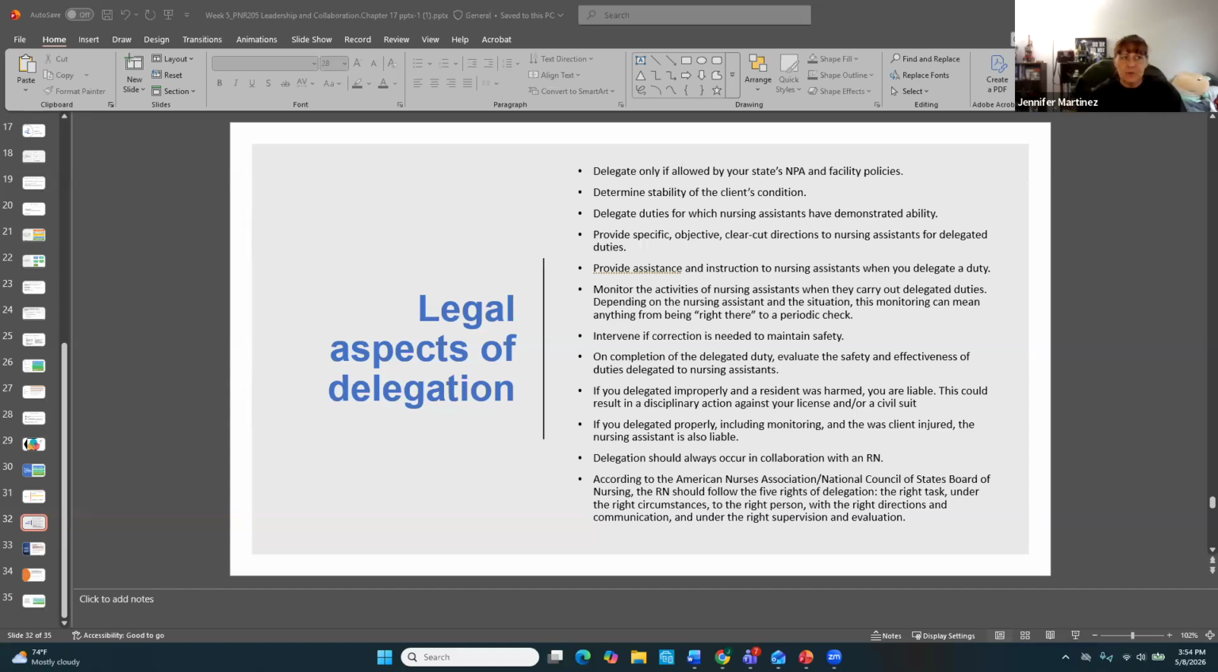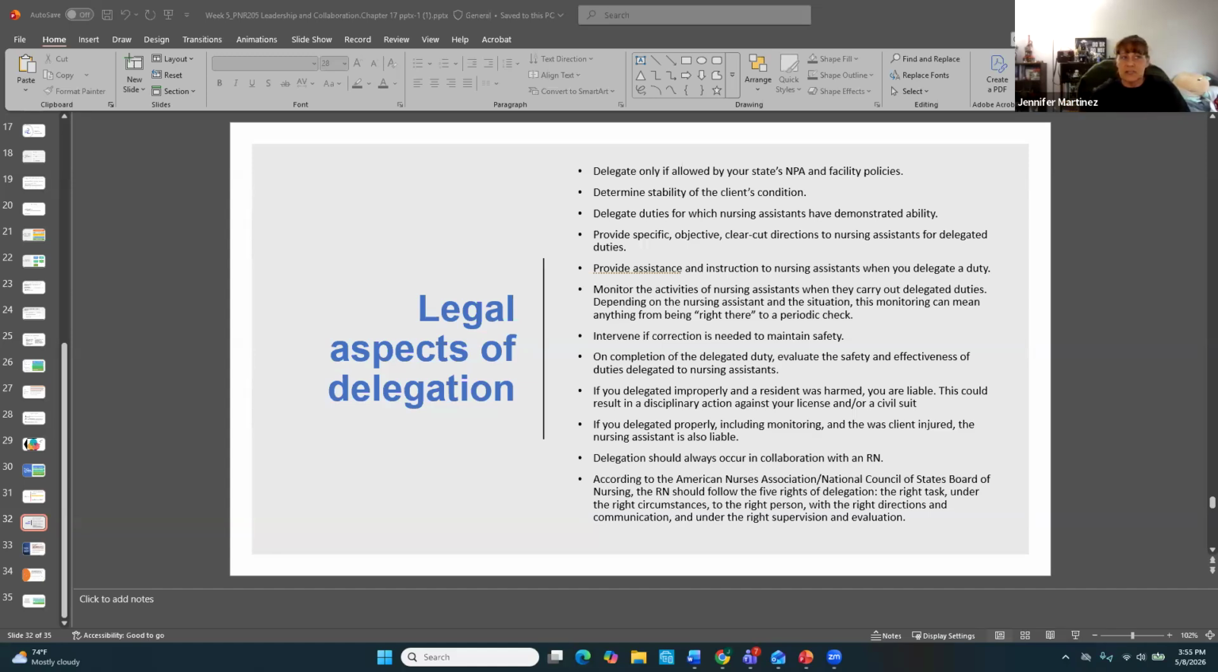Only delegate duties for which nursing assistants have demonstrated ability, right? So if they don't know how to do a blood sugar, really that's a good time to teach them if that's within their scope of practice, in accordance with the policies. But if you have a CNA that is really good at something, that's usually going to be the one person that you're going to go to. Make sure that you are providing specific, objective, clear-cut directions to nursing assistants for those delegated duties.